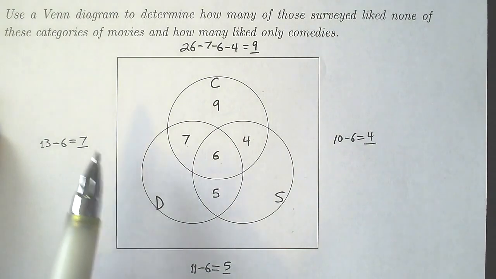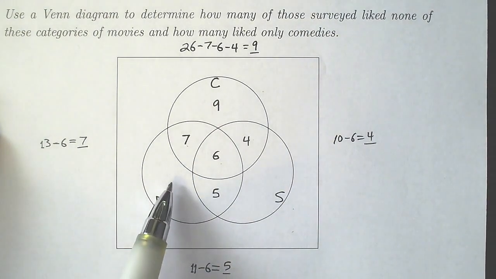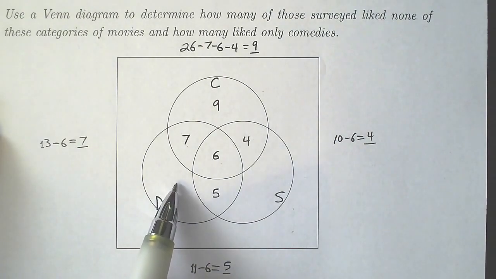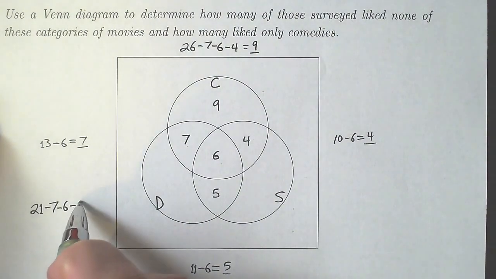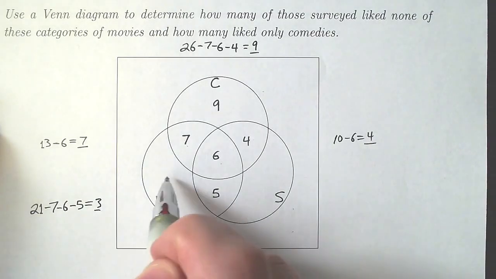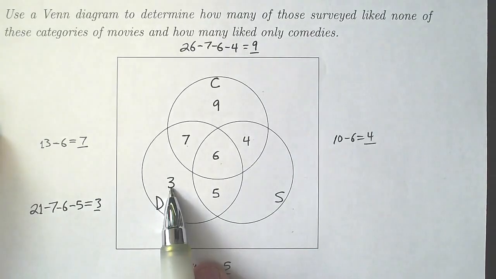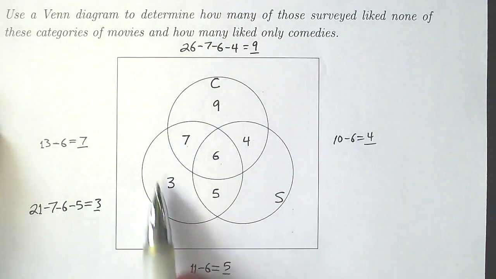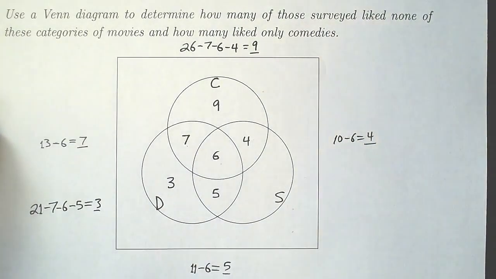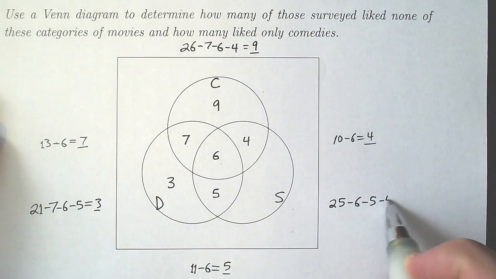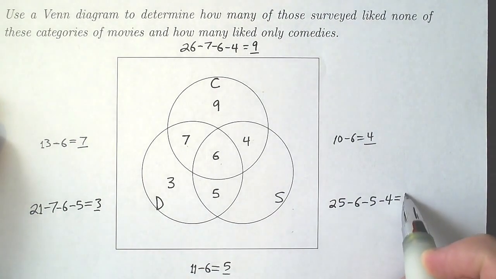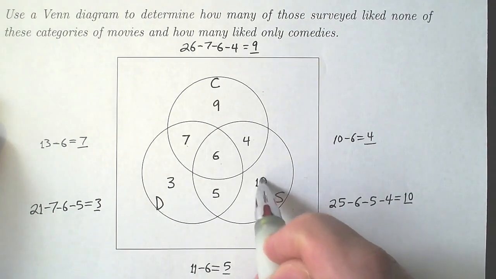Next up, dramas, 21 people, it says, like dramas. So I'm figuring out how many people I'm going to write in here. It's probably a small number. 21 minus the 7, minus the 6, minus the 5. Get 3. So that this adds up to 21 in the circle of D. Next up, how many people liked science fiction? 25 minus 6 minus 5 minus 4. Get 10. Put a 10 in here.